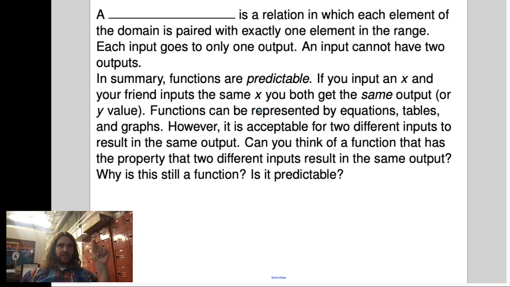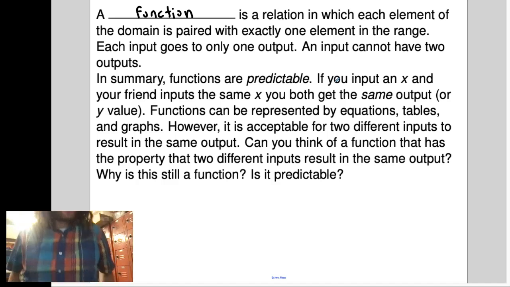Okay, so here's the thing that's crazy. I just told you what a relation was. Well, there's this other thing that is a kind of a relation. It's a special kind of relation. We kind of already mentioned it. It's called a function, okay? A function is our mathematical vending machine. A function is a relation in which each element of the domain is paired with exactly one element in the range. Each input only goes to one singular output, exactly one output.